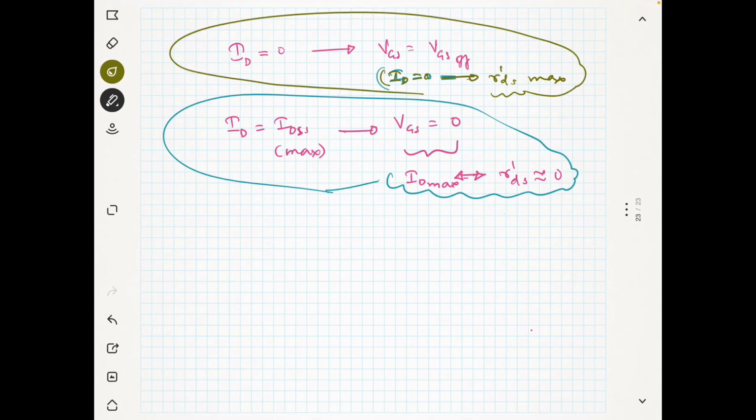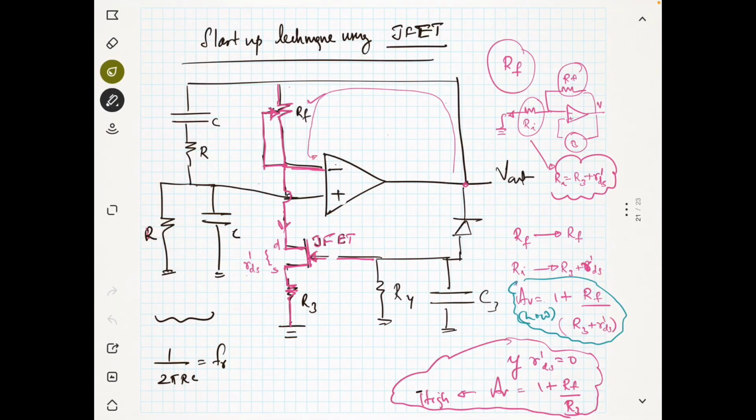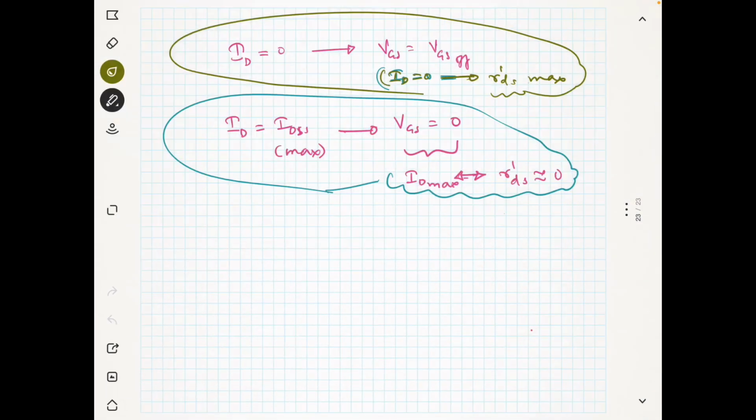Now we will see the working of this particular circuit. You can see there is a diode which is connected at the output, and there is an RC network here. Now, at the initial stage, the output will be very small. So at the initial stage, the output will be small, right?